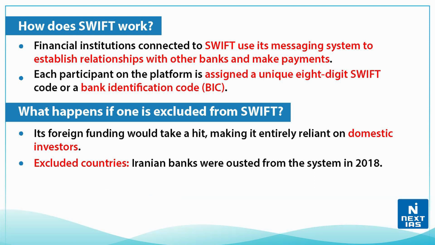Now, what happens if a country or an entity is excluded from SWIFT? First of all, its foreign funding would take a hit, making it entirely reliant on domestic investors. For example, some of the Iranian banks were excluded from the system back in 2018.